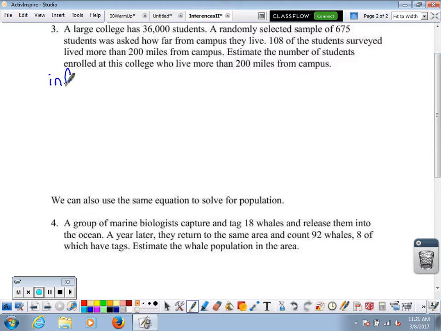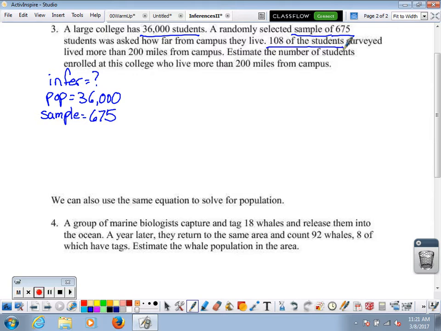So we want to make another inference. That's what we're trying to find. We have a population of 36,000 students. We have a sample size of 675 students. And from that sample, 108 of those students say they live more than 200 miles from campus. That's our success. Our success is how many students live more than 200 miles from campus.